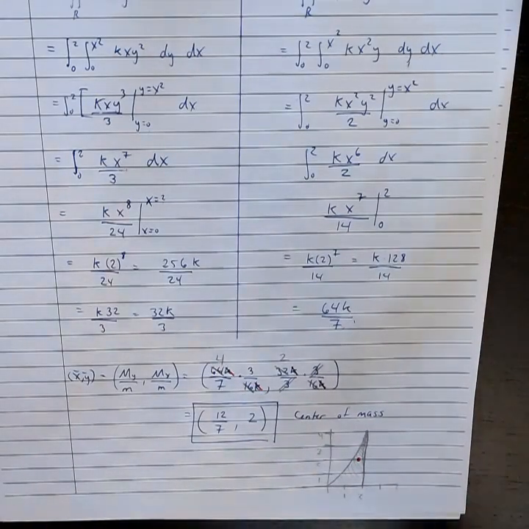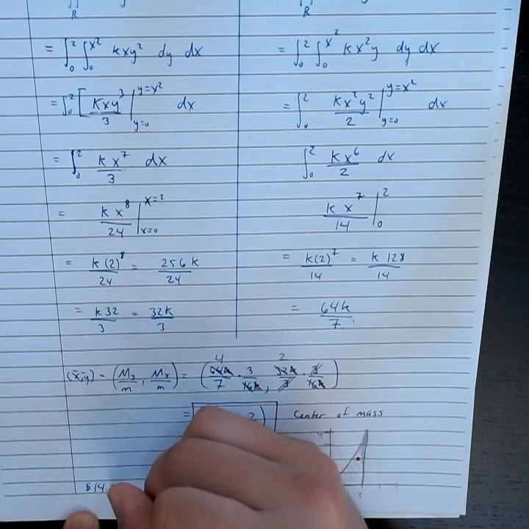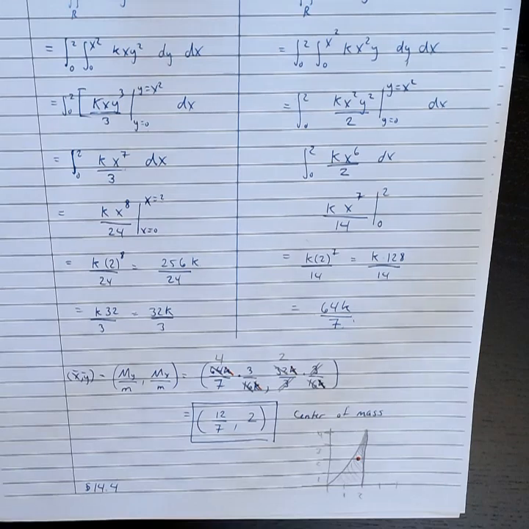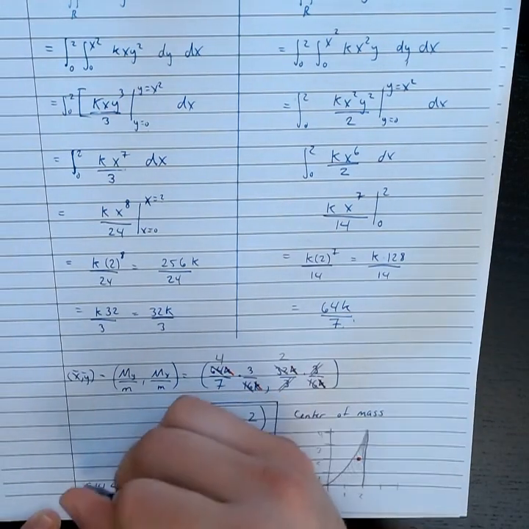As an assignment for the section, go ahead and try, let's see, this is 14.4? Go ahead and try 13 through 21 odd. And that'll suffice.